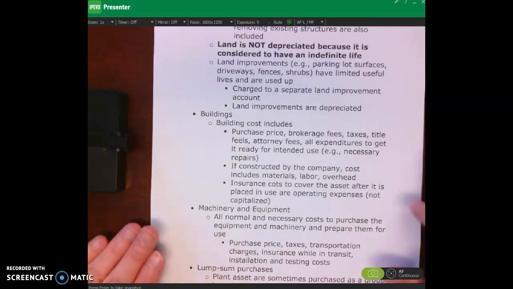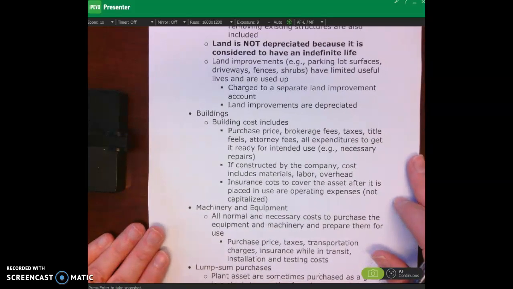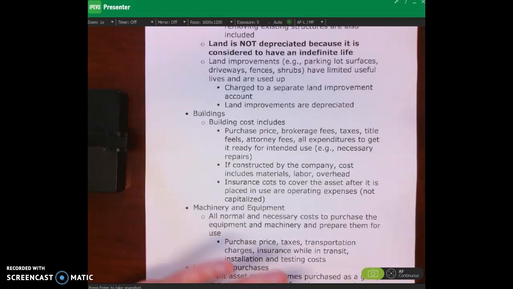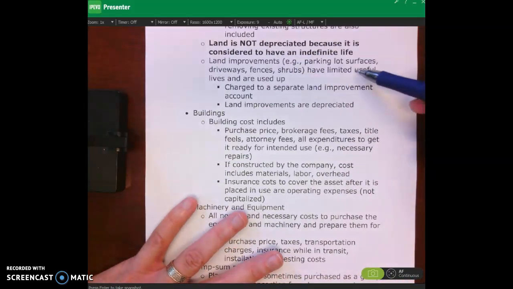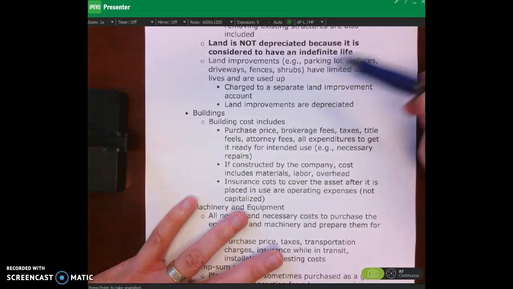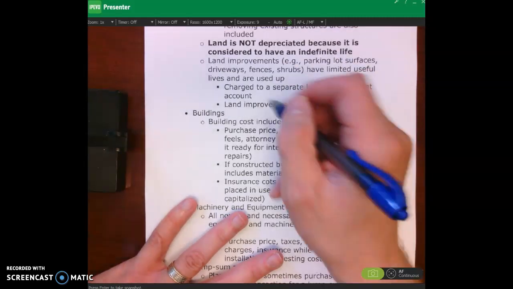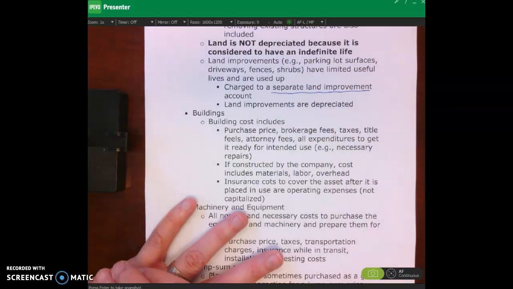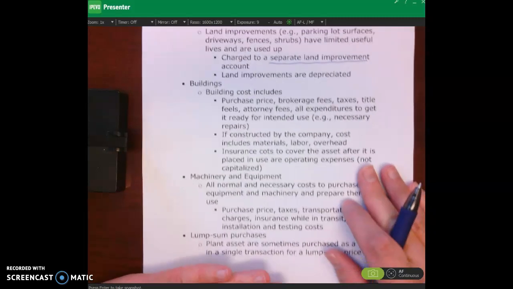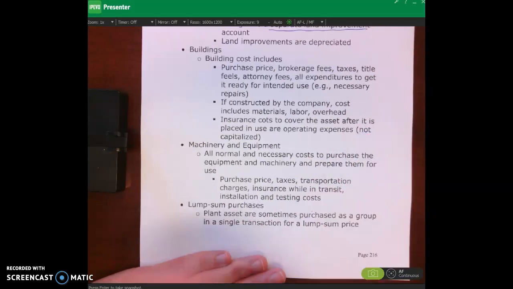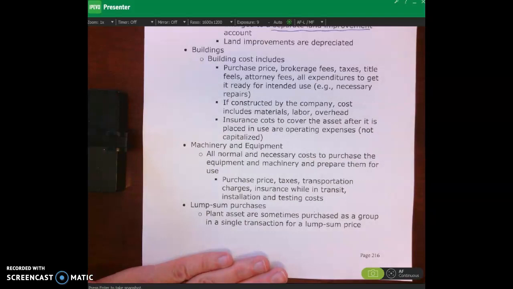One thing about land, it's not depreciated. Land is not depreciated because it's assumed to have an indefinite life. Land improvements have a limited life, and therefore they are depreciated. And land improvements, such as putting in a sidewalk or a fence, driveway, those would be charged to a separate land improvement account, and then those would be depreciated. When we talk about the cost of a building, so we buy a new building, okay?